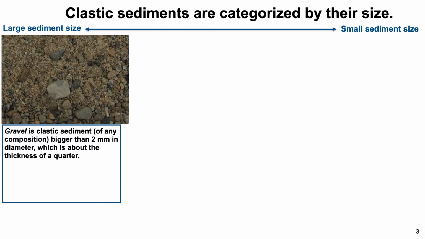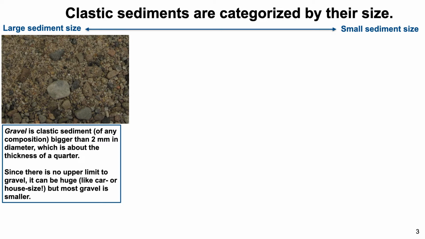So across, if we think about a clast sort of like a sphere, even though we know it's not exactly a sphere. It turns out 2 millimeters in diameter is about the thickness of a quarter. So you might think that's really small for gravel. Gravel is kind of a funny scientific term. There's no upper limit to it, so it can be huge. And we would still technically geologically call it gravel, like a car or house size piece of granite or something else. Most gravel's smaller. And so yes, anything bigger than 2 millimeters, about the thickness of a quarter, up to the size of a car or a house, geologists call that gravel.